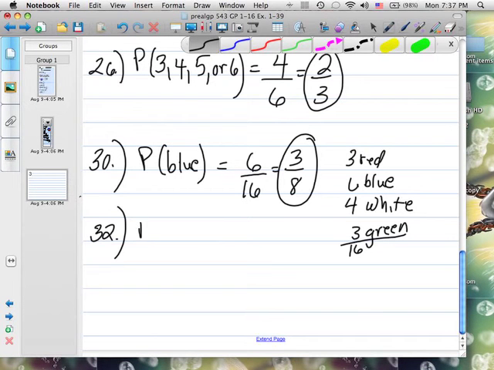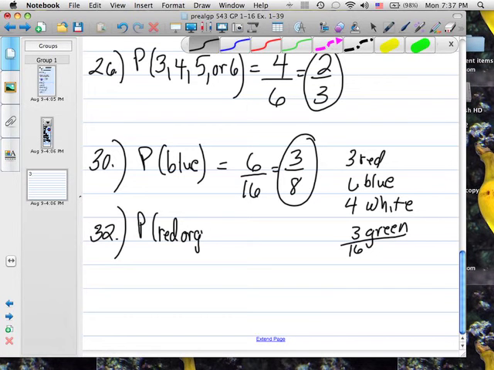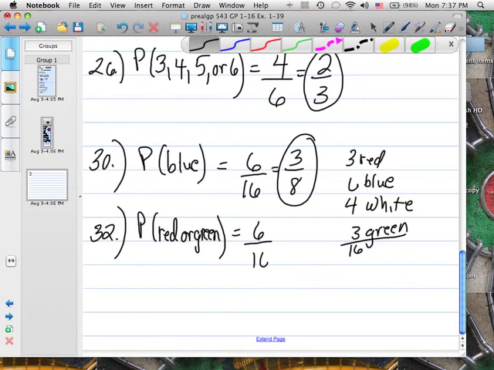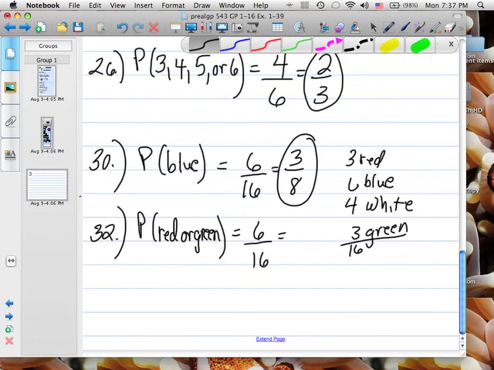Skip a line, 32, the probability of a red or a green. So there's a total of 3 reds and 3 greens, so that's 6 possibilities of doing this out of 16 ways altogether. So that simplifies to 3/8.